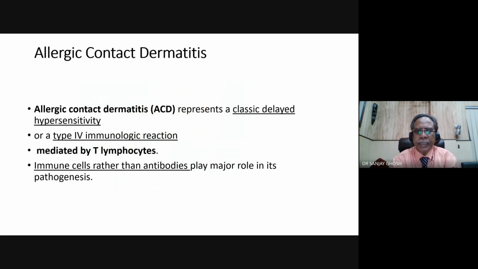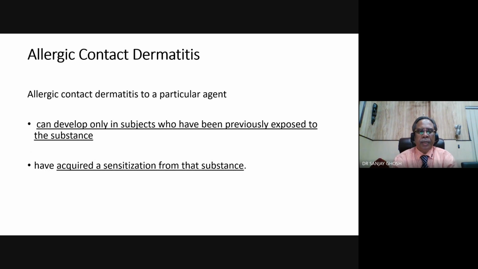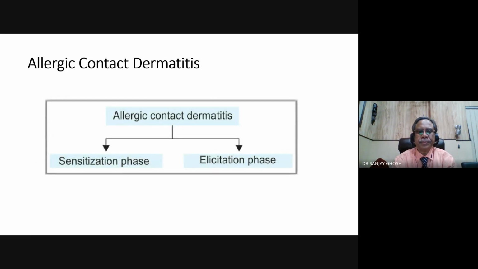Now allergic contact dermatitis, as we know, is a classic delayed hypersensitivity, usually a type 4 immunologic reaction, usually mediated by T lymphocytes. Here immune cells play a major role rather than antibodies. Allergic contact dermatitis occurs in a particular person who is prone to develop this allergy, on exposure to a particular substance, and it requires a sensitization phase to that substance.